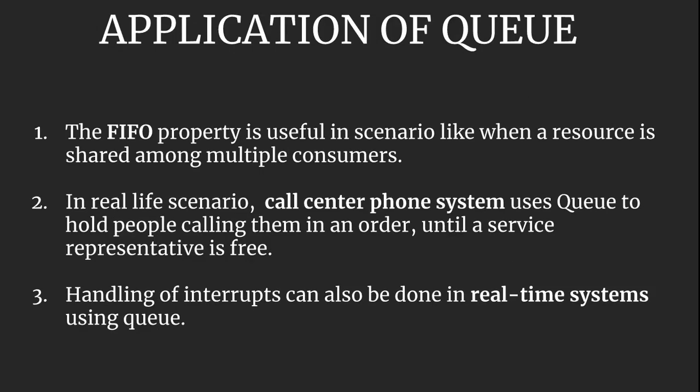Lastly, we will be seeing some of the applications of this queue data structure. The first point is that the first in first out property is useful in scenarios like when a resource is shared among multiple consumers, so that we can maintain a proper order in order to serve the consumers.